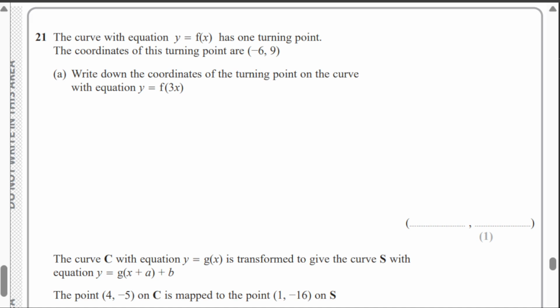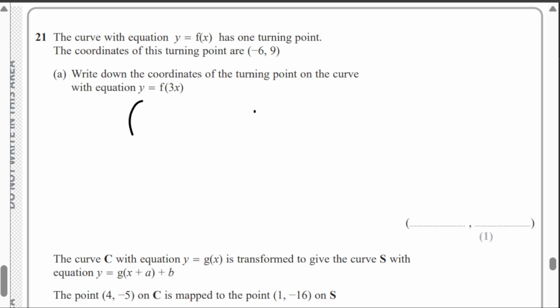Question 21 is 3 marks. The first part says the curve with equation y equals f of x has one turning point. The coordinates of this turning point are -6 and 9. Write down the coordinates of the turning point on the curve with equation y equals f of 3x.